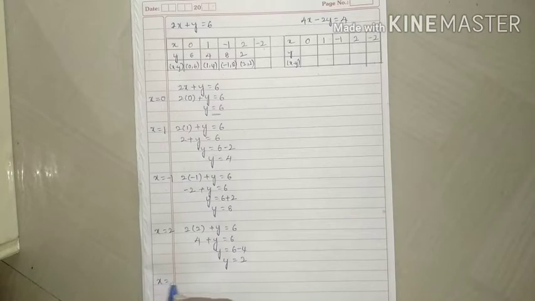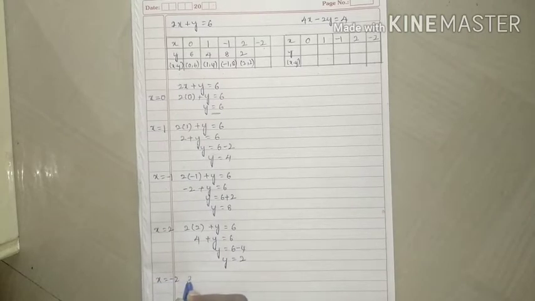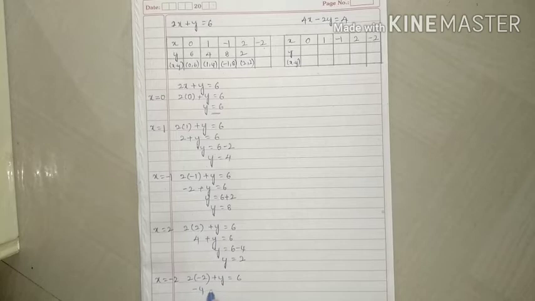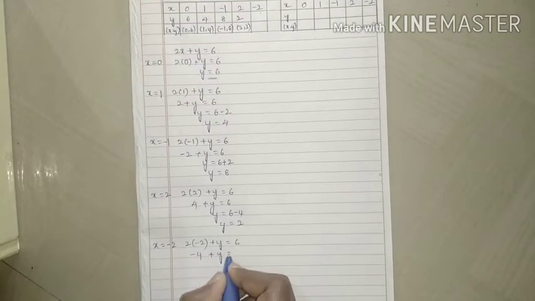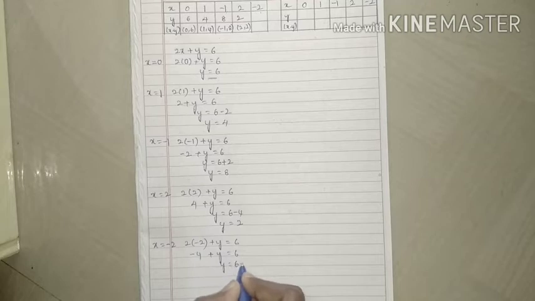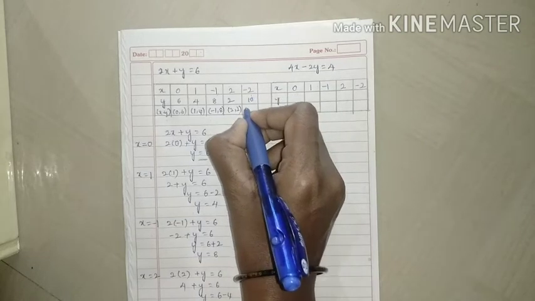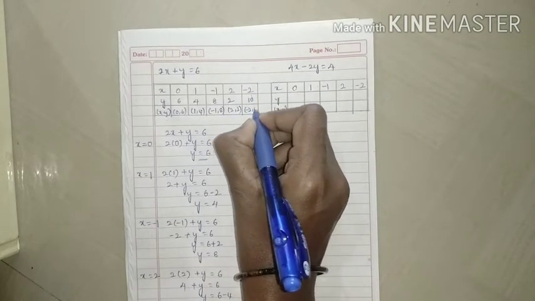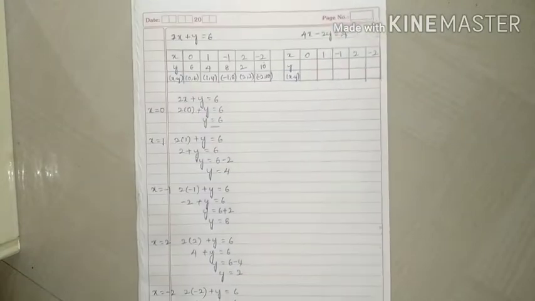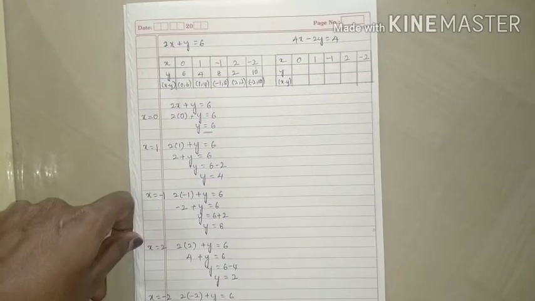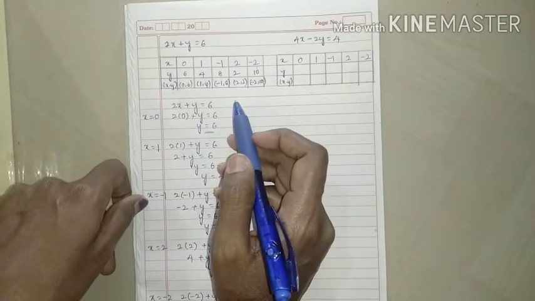Now I'll give x is equal to minus 2. That is 2 of minus 2 plus y is equal to 6. So this is minus 4 plus y is equal to 6. So y is equal to 6 plus 4, so y becomes 10. So when x is minus 2, then y is 10. So the point becomes minus 2, 10. If we find 2 to 3 points, that is enough.